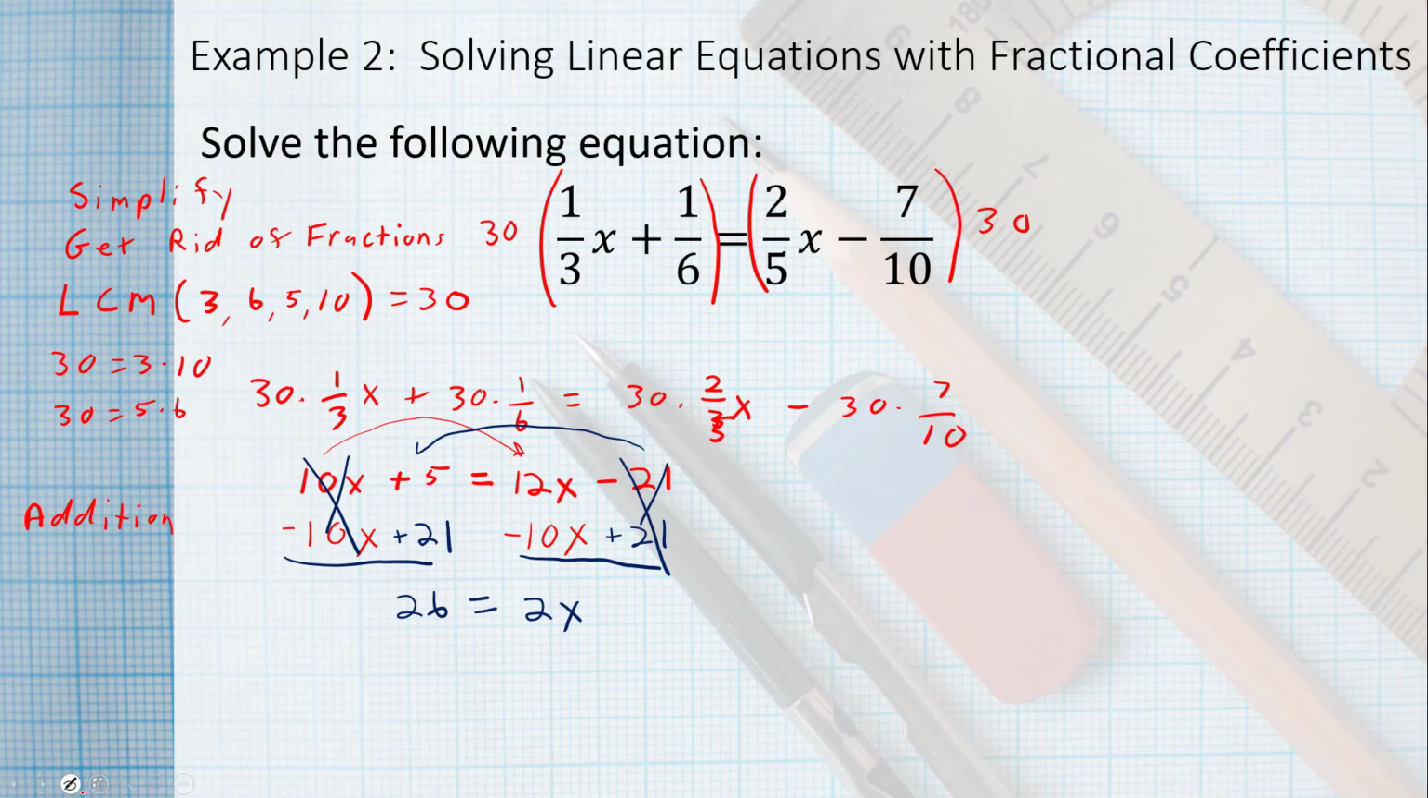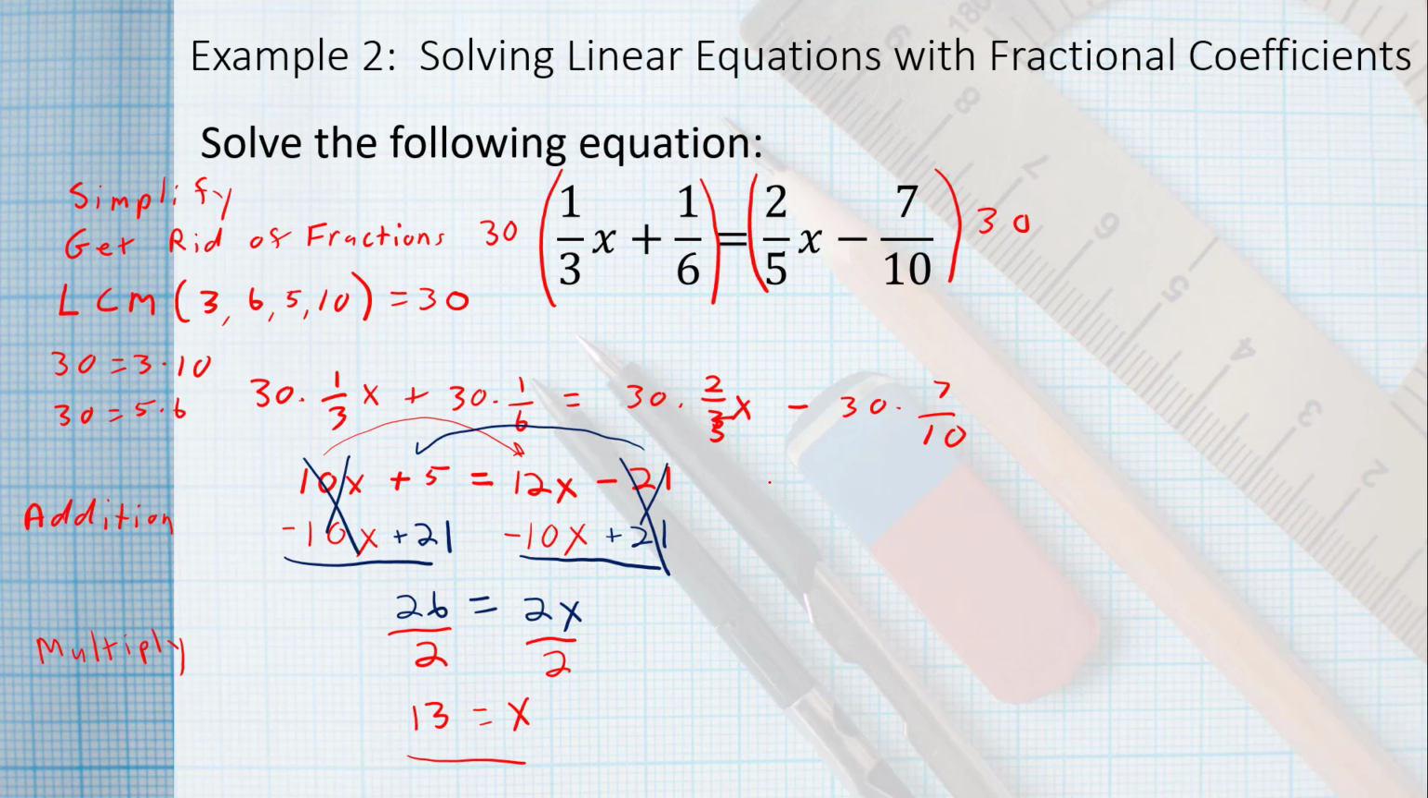And now we need to multiply. Remember, we want to make this coefficient be equal to 1. That way x is by itself, and we can do that by dividing this side by 2. 2 divided by 2 is 1. Once again, what you do on one side, you've got to do on the other side. So we're going to divide both sides by 2. And when we do, we will have 26 divided by 2, which is 13. And then over here, we have 2 divided by 2, which is 1, which is equal to x. And we have that x is equal to 13.